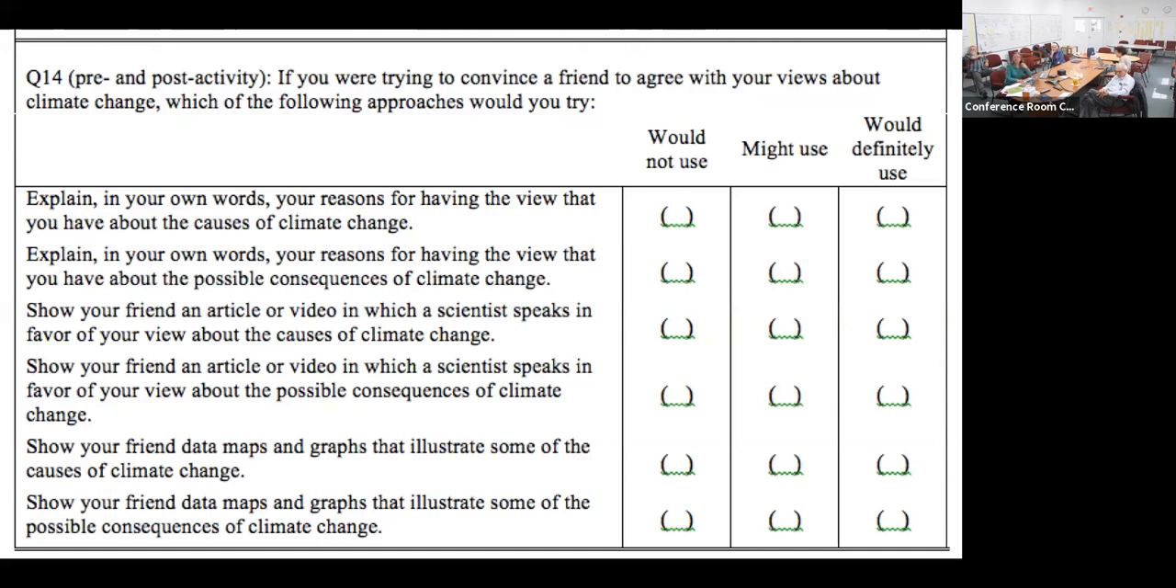The next two were show your friend an article or video in which a scientist speaks about causes, or a scientist speaks about consequences. So this was intended to elicit the idea of appeal to authority. And then the final choices were show your friend data maps and graphs that illustrate causes or consequences. And so they could choose any of these.